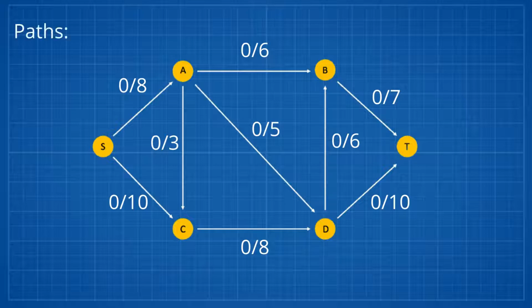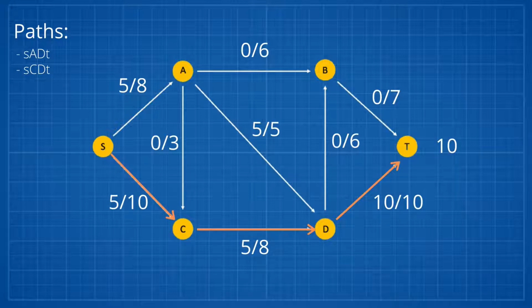Find a path, find the bottleneck capacity, and then augment. The first path we can choose is S, A, D, T. We can see that the bottleneck capacity is 5, meaning that we will input 5 to the edges and to the sink. Now let's look for another path. We can make an augmented path of S, C, D, and T. This path also has a bottleneck capacity of 5, meaning that we will input 5 to the edges and to the sink.